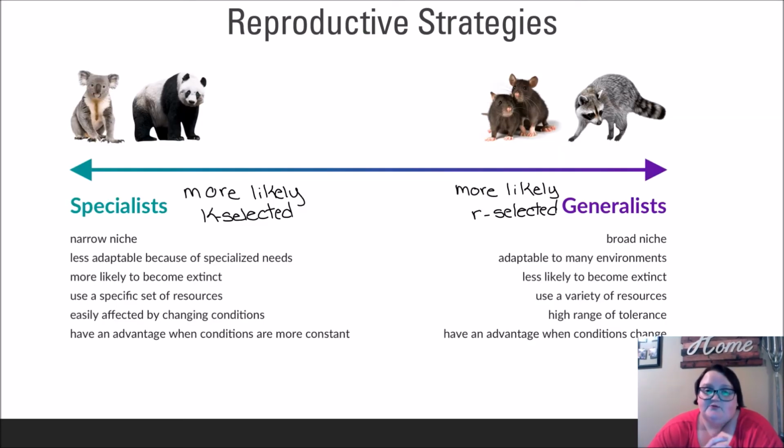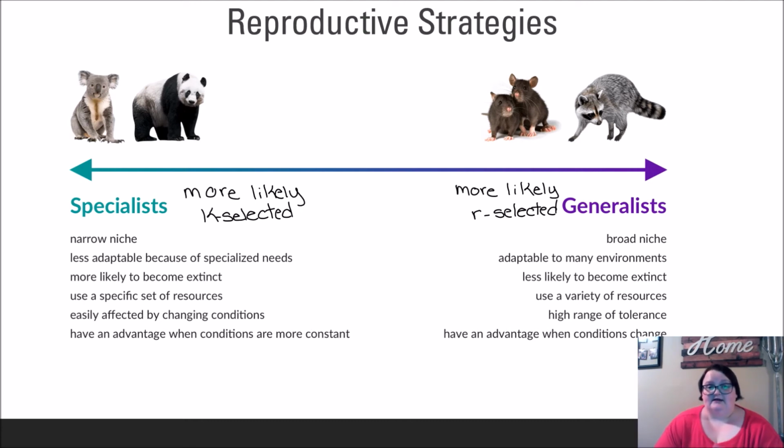Reproductive strategies are also related to the way in which an organism or species fits into their ecosystem. Species that are considered specialists are those that have a narrow niche, meaning they have a very small place within their ecosystem in which they can function. They are less adaptable because of those specialized needs and are more likely to become extinct. They use a specific set of resources that are easily affected by changing conditions and evolutionarily are more advantaged when ecosystems are constant. Specialist organisms are much more likely to be K-selected and demonstrate logistic growth.